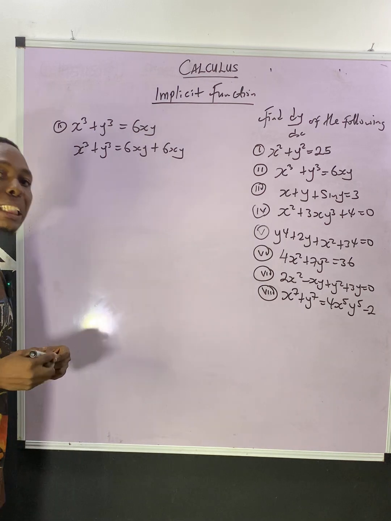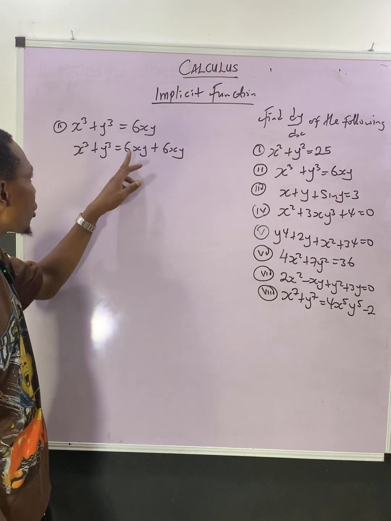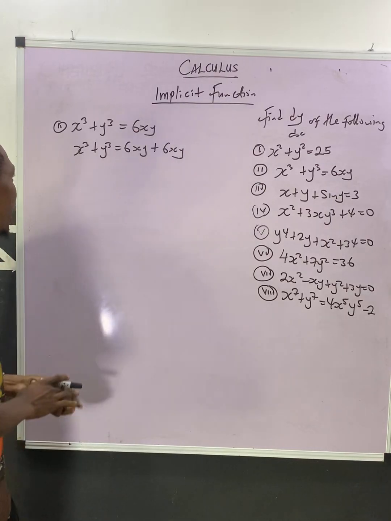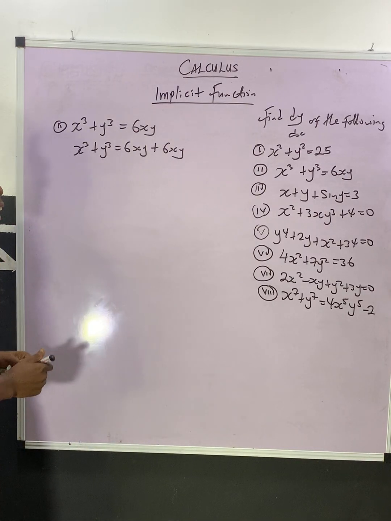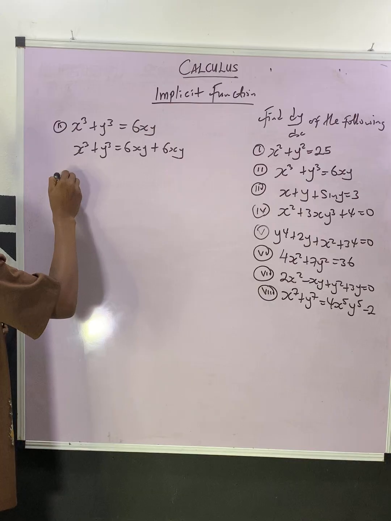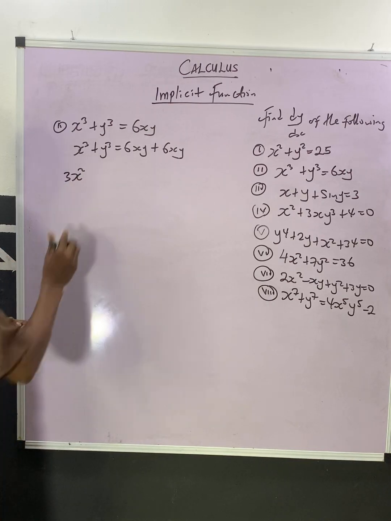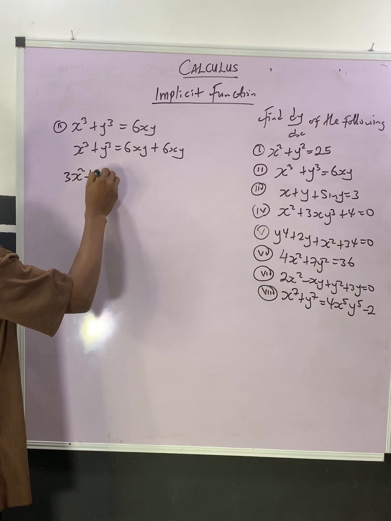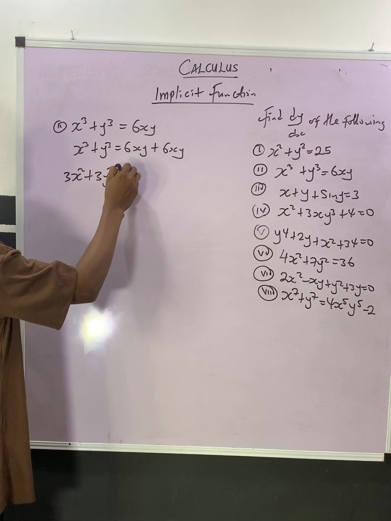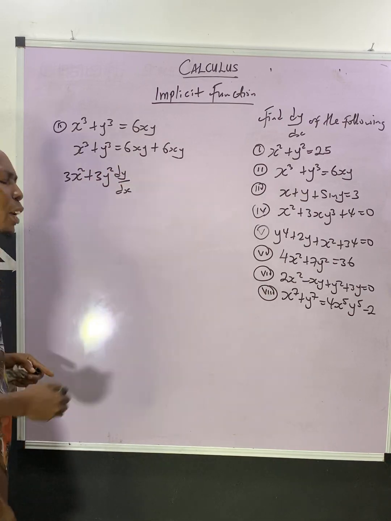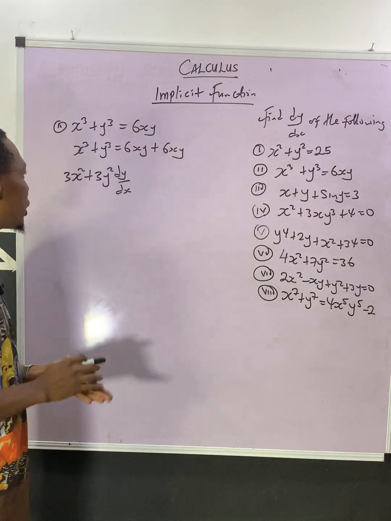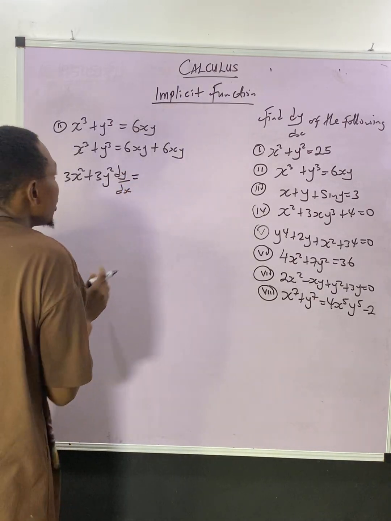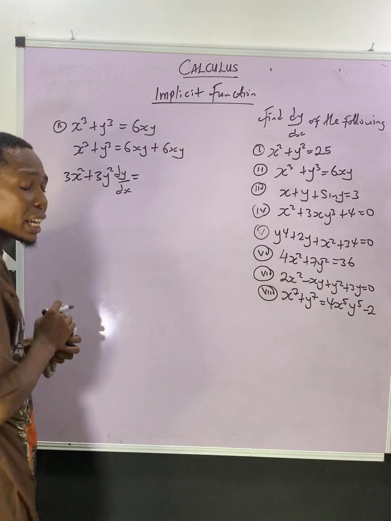Why do I have to split it like this? Here, I'll differentiate my x. Here, I'll differentiate what? y. Okay. Now from here, if I differentiate x cubed, I will have 3x squared. Then if I differentiate y cubed, I'm going to have 3y squared, then add dy dx. Why are you adding dy dx? Because you differentiated y.